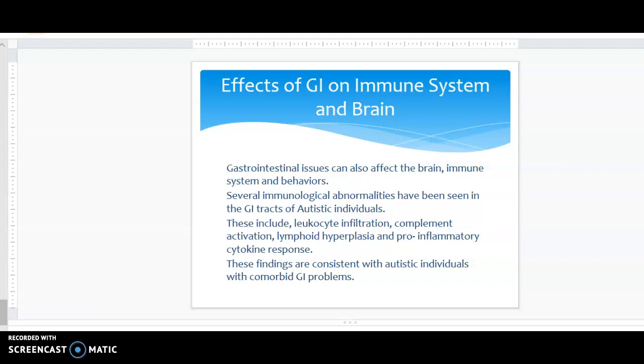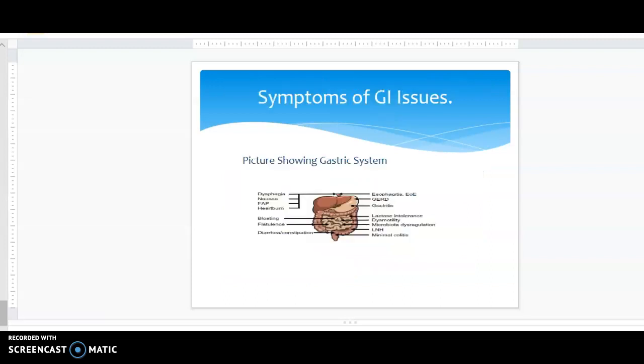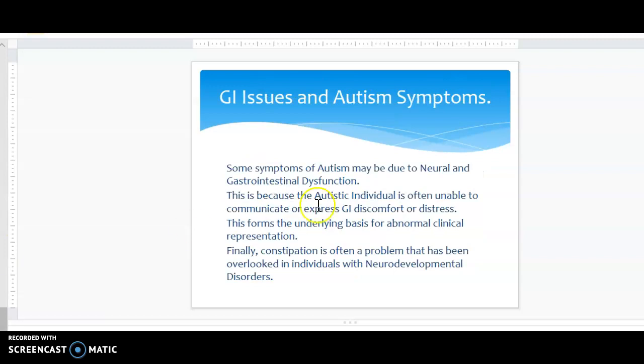Please see photo of symptoms of GI issues. Some symptoms of autism may be due to neural and gastrointestinal dysfunction. This is because the autistic individual is often unable to communicate or express GI discomfort or distress. This forms the underlying basis for abnormal clinical presentation. Finally, constipation is often a problem that has been overlooked in individuals with neurodevelopmental disorders.